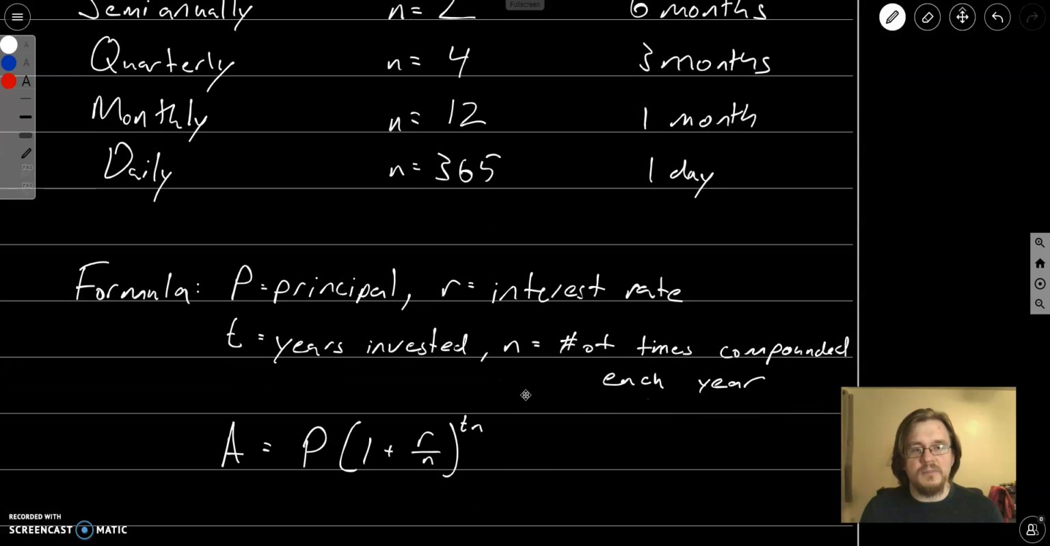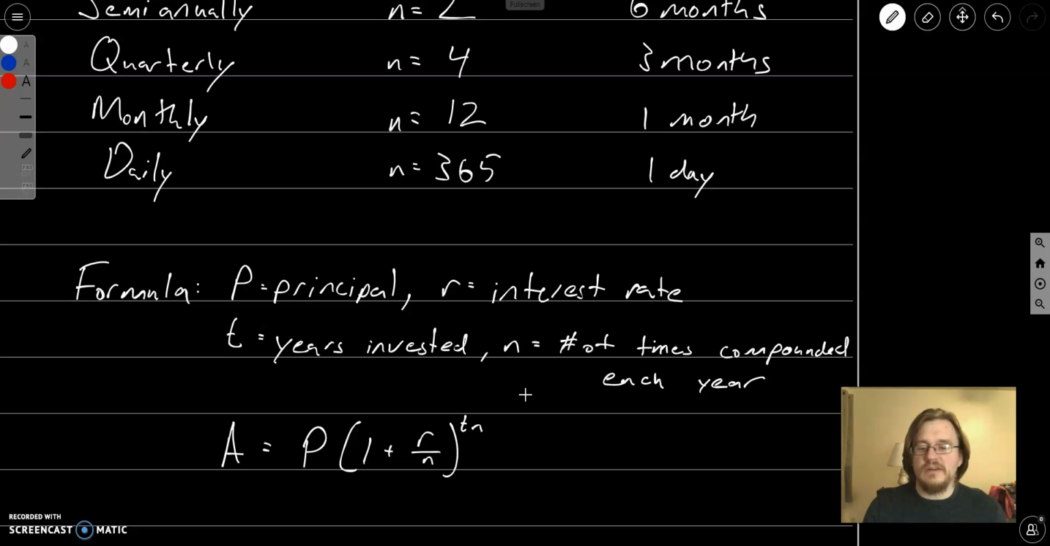And here, again, if we refer back to P being the principal, R being the annual interest rate, and this is why it's important to talk about the annual interest rate. If we're compounding every 6 months, every 3 months, every 1 month, every 1 day, we have to keep in mind that the annual interest rate is what we're basing this off of, not the 1 day interest rate, for instance. If T is going to be the years invested, and N is how many times a year our interest is going to be compounded, we adjust our formula just a little bit.